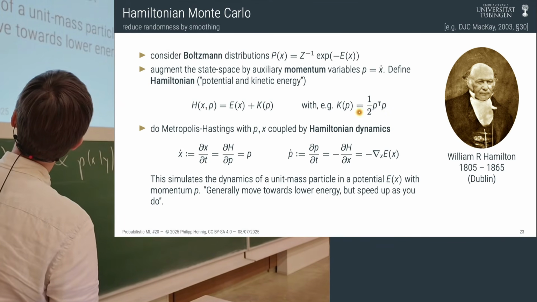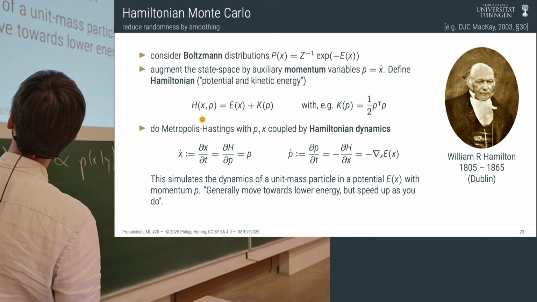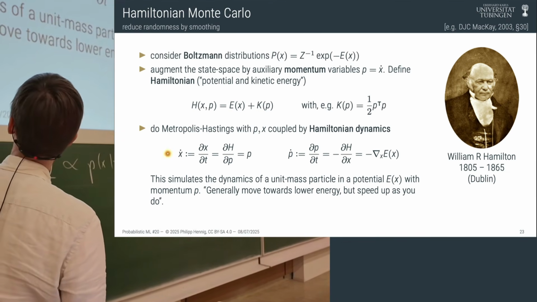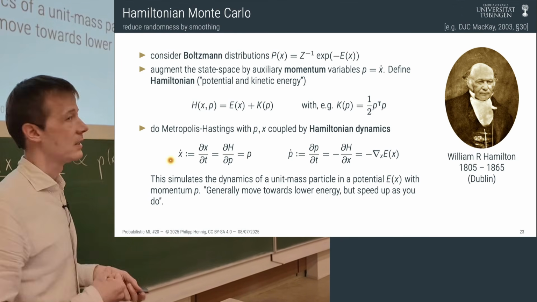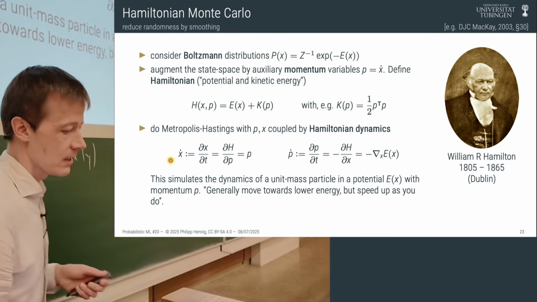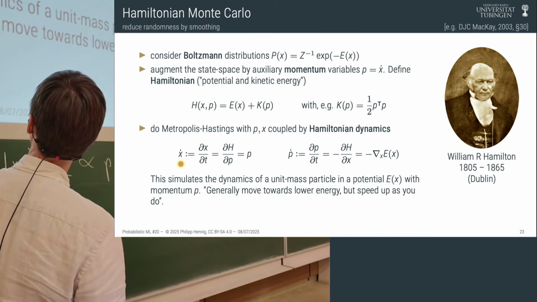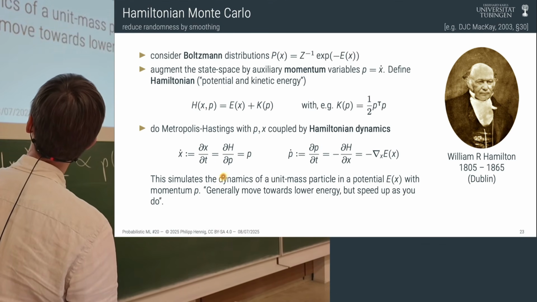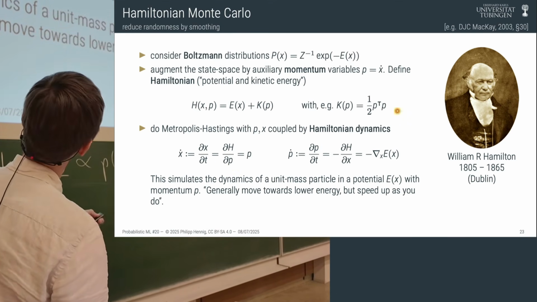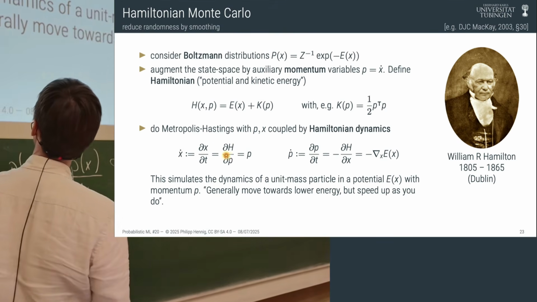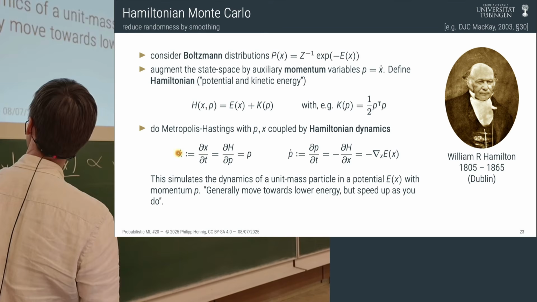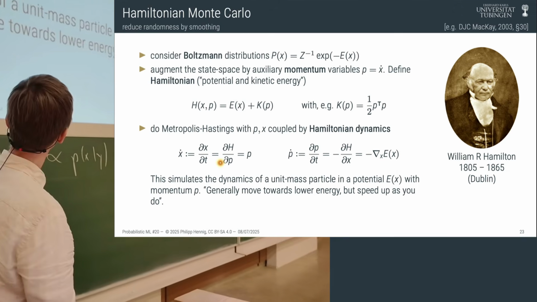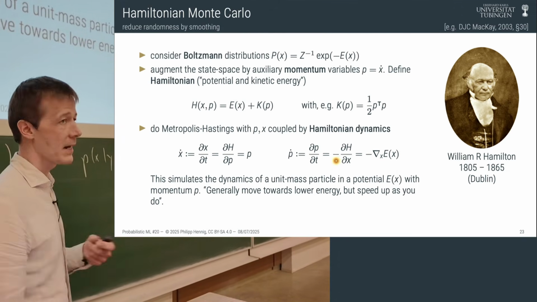Then we describe the dynamics of this system in terms of this differential equation. This is a pair of coupled ordinary differential equations that says the time derivative of x is equal to the derivative of this Hamiltonian with respect to p, which by this definition is just p. We just impose this, right? So the time derivative is by definition dx/dt, and we say we want this to be dH/dp, and the time derivative of p, we want that to be minus dH/dx.